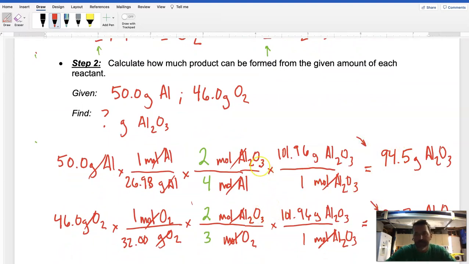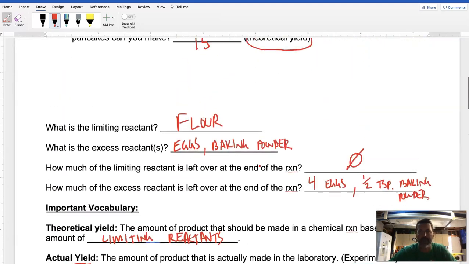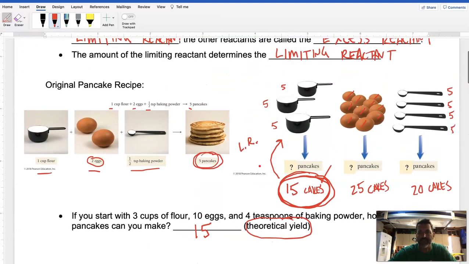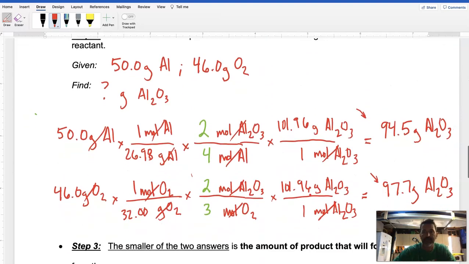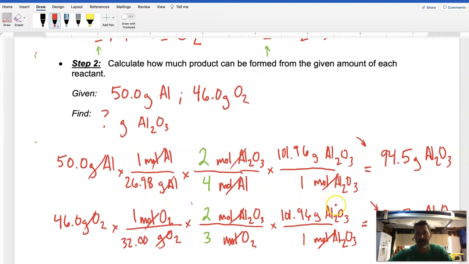What do I do? So remember, if we go back up to the pancake analogy, I had 3 answers here. We could have made 15 pancakes, 25 pancakes, or 20 pancakes. How much did we actually make? We made 15 because it's the smallest number out of the 3. So we're going to use that same approach here. The smallest of these 2 products is 94.5. So that is how much product we actually made. That is our theoretical yield of aluminum oxide.